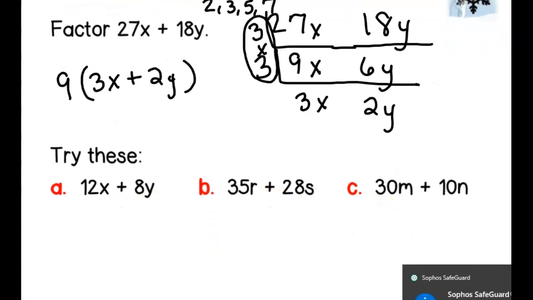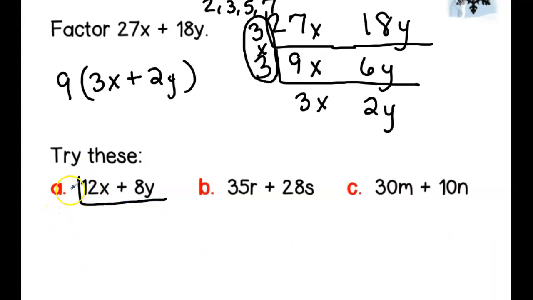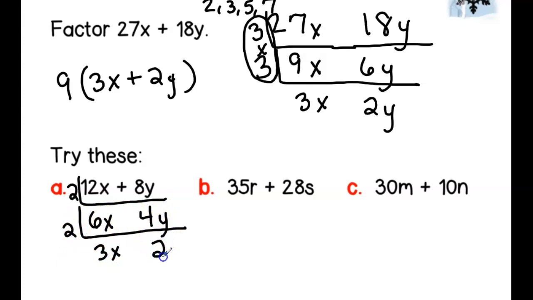Moving on, we can do the same thing here. We're just continuing to practice what we learned in class. These are both divisible by 2. 12x divided by 2 is 6x. 8y divided by 2 is 4y. Make sure I keep my variables. I cannot lose those. These are both also divisible by 2. So 6x divided by 2 gives me 3x. And 4y divided by 2 gives me 2y.